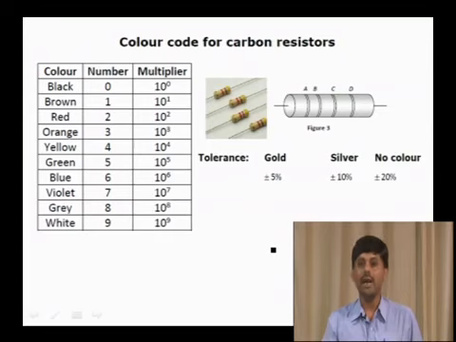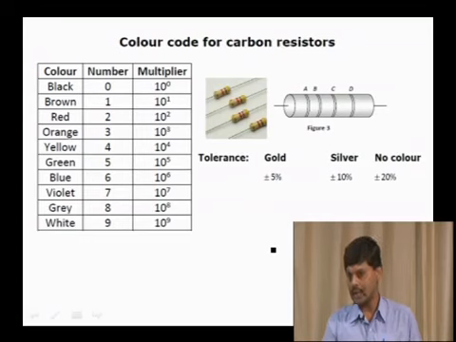The colors are black, brown, red, orange, yellow, green, blue, violet, grey, white. Black 0, brown 1, red 2, orange 3, yellow 4, green 5, blue 6, violet 7, grey 8 and white 9. Followed by the multiplier, as usual the power, whatever the number is, they are going to be raised to the power of 10.